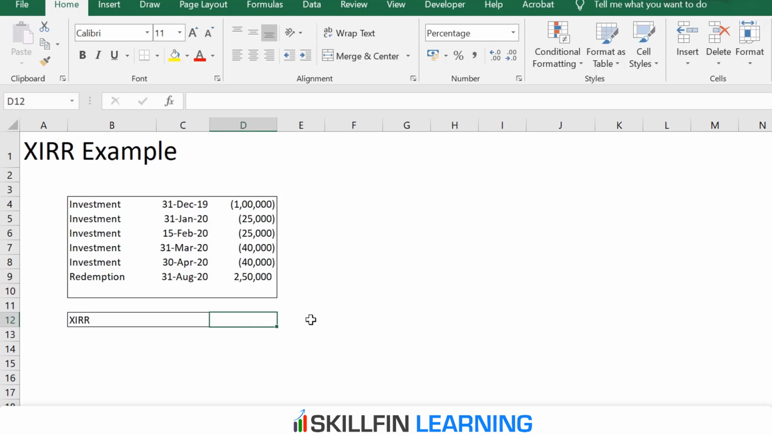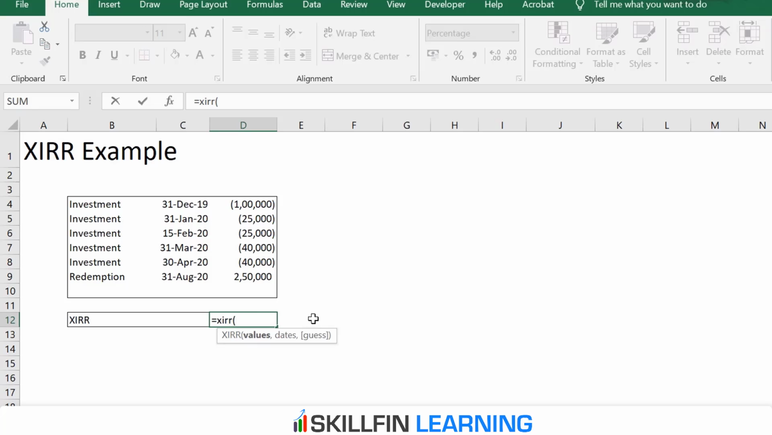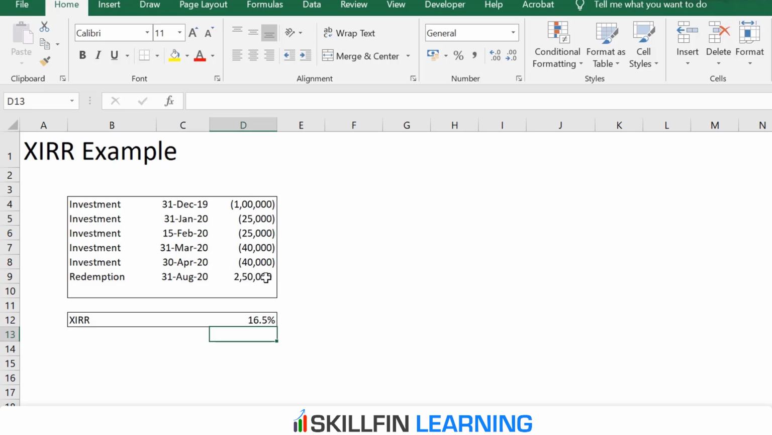To calculate XIRR, type is equal to XIRR. The values, select the entire stream of values, comma, the dates, close the bracket and then enter. So it shows the XIRR, or the rate of return on investment, is 16.5%.